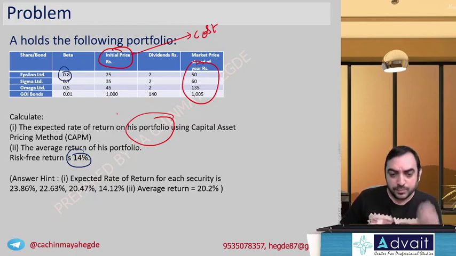I think there might be a slight printing mistake in the question. I mean, the answer is fine.